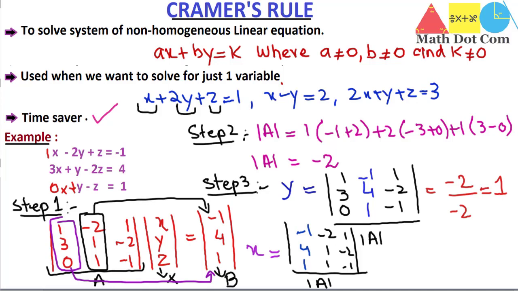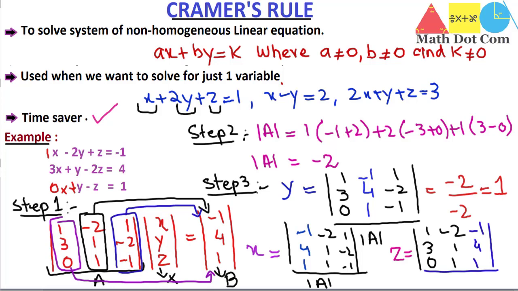Then similarly for z, what do you have to do? You have to replace the last column of the A matrix by the B matrix. So what will it be? You have to write the first two columns as they are, 1, 3, 0, minus 2, 1, 1 and the last column will be replaced by the B matrix. So we can write here minus 1, 4 and 1 divided by the determinant of A. So you can easily find the values of x, y and z by using Cramer's rule.